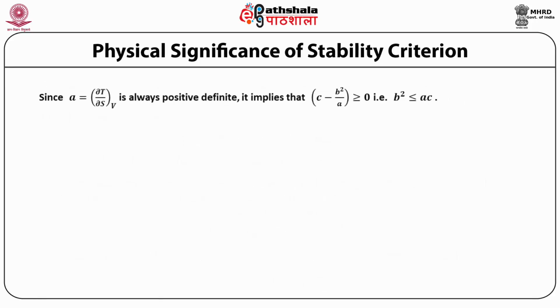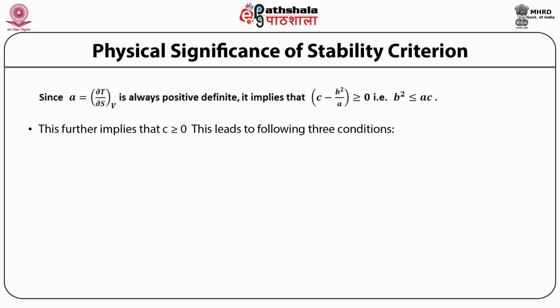Note, since a, which is equal to (∂T/∂S) at constant volume, is always positive definite, it implies that c minus b square upon a is greater than or equal to 0, that is, b square is less than or equal to ac. This further implies that c is greater than or equal to 0. This leads to the following three conditions.